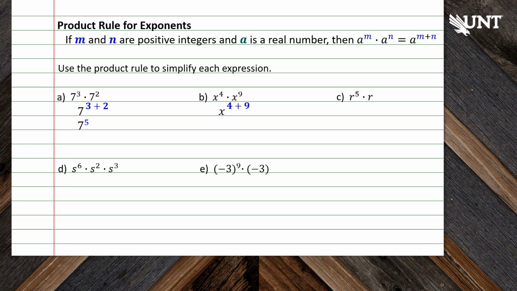Again, I suggest you write this in your notes. You do not want to skip this step. Now we can simplify, which gives us x to the power of 13.